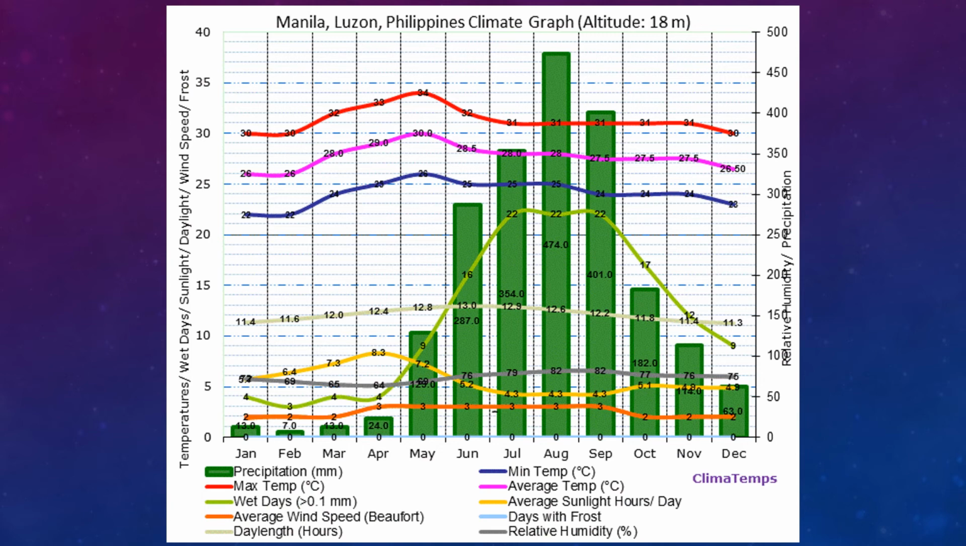The light gray line is the length of day in hours. The blue line is the minimum temperature, and the pink line is the average temperature. The yellow line shows us the average sunlight hours per day. And of course, we don't have frost here in Manila, so we have zero amount of frost. And the dark gray line is the relative humidity.